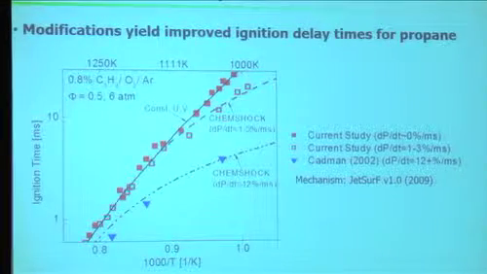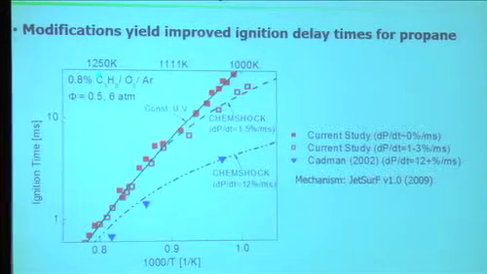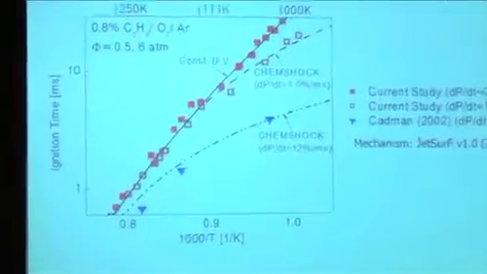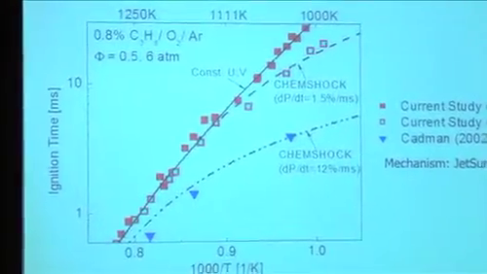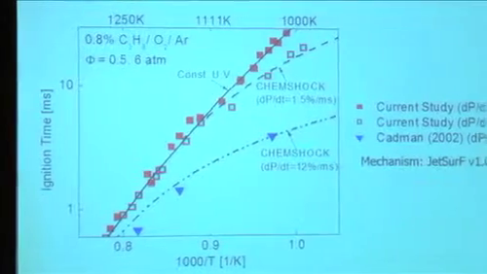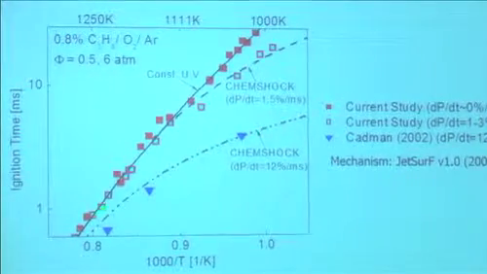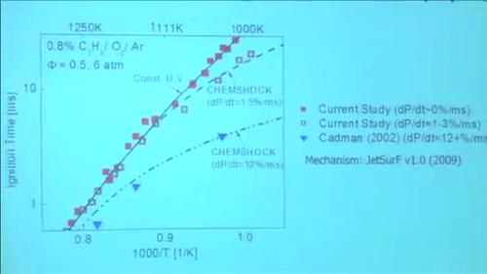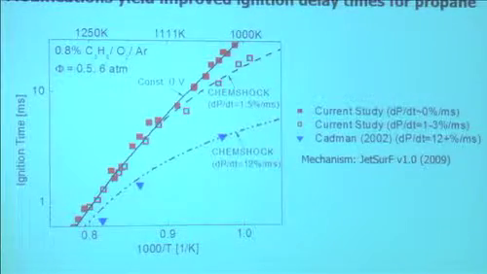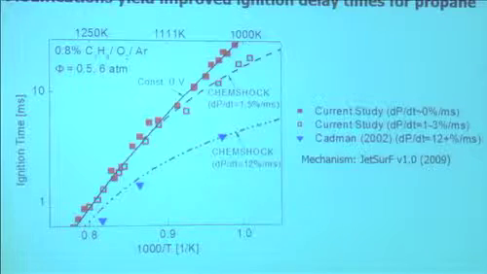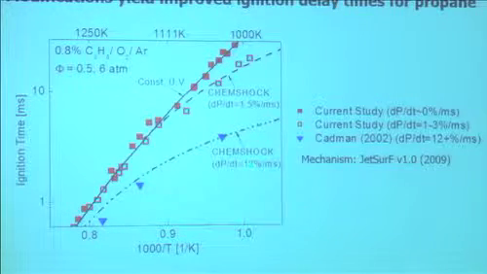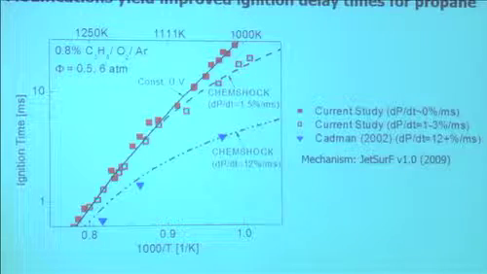Here's what bothered me for a long time. These blue ones were the propane ignition delay data from Wales, someplace in Wales. We're not sure, but we believe the dp/dt was approximately 12% per millisecond. That's because they had a small diameter shock tube. These are our data done the old way, in which we measured our dp/dt and we modeled it.